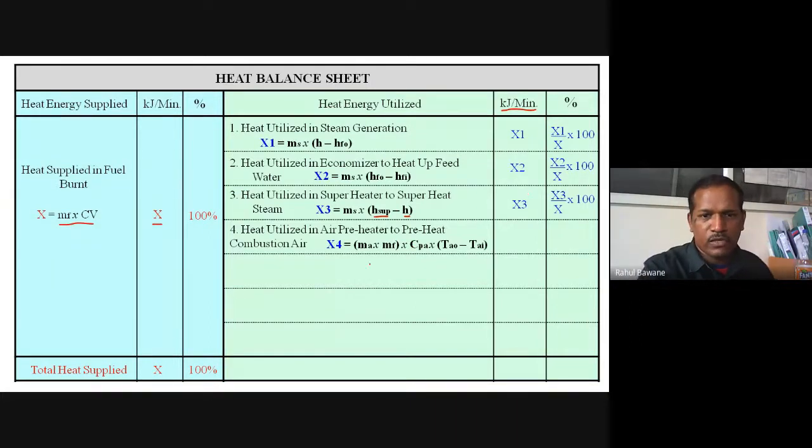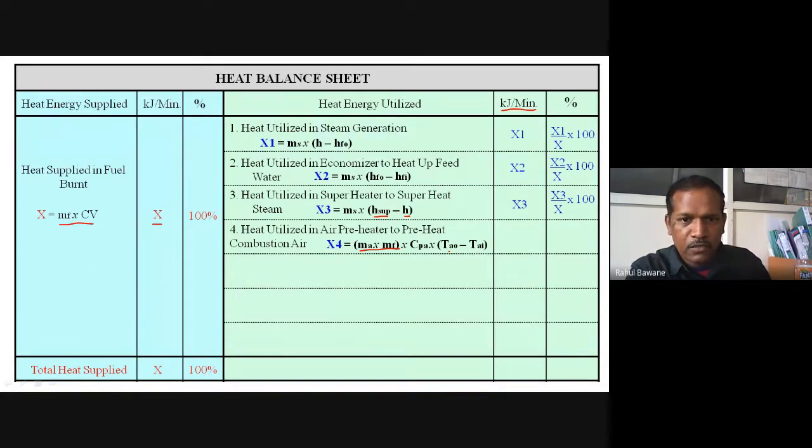So we have to calculate total mass of air supplied per unit time. Mass of air multiplied by mass of fuel gives mass of air supplied per unit time. Then multiply by Cp of air. Remember there are a number of Cp: specific heat of moist air, that is steam, specific heat of exhaust gas, specific heat of air, specific heat of water. So there are many specific heats. We are talking about air preheater air, so specific heat of air multiplied by change in temperature of air.